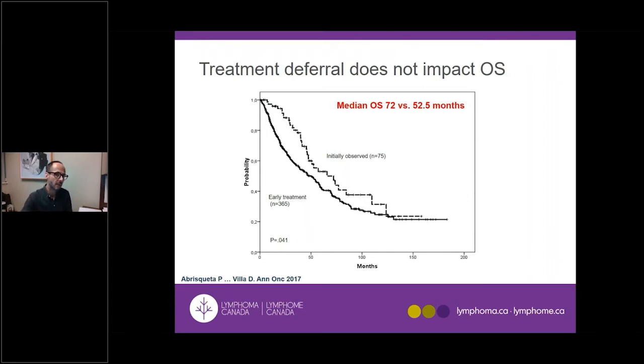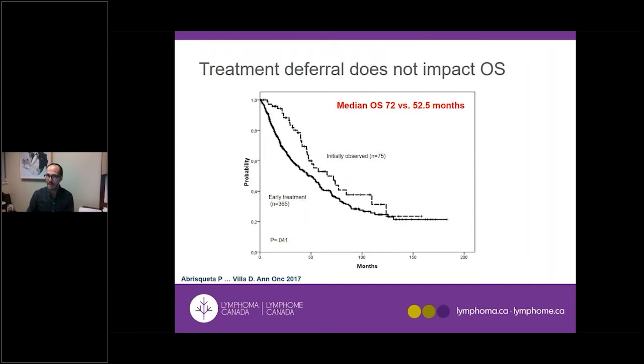But one way to further interpret this slide is to say, well, it doesn't seem like you're harming them by observing them. In other words, we don't think that early treatment necessarily improves overall survival, and there are no data to support that. But at least based on this, we don't think we are harming our patients.